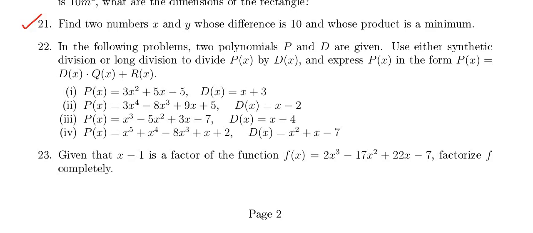Then now number 22. So 22 is on polynomials. In the following problems, two polynomials P and D are given. Use either synthetic division or long division to divide P of x by D of x. Express P of x in the form P of x is equal to D of x multiplying the quotient, then plus the remainder.